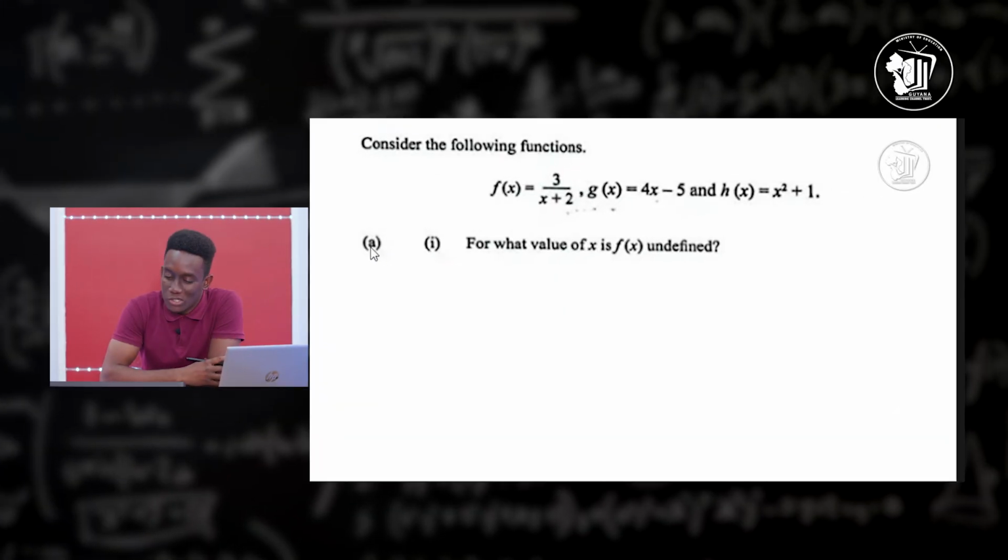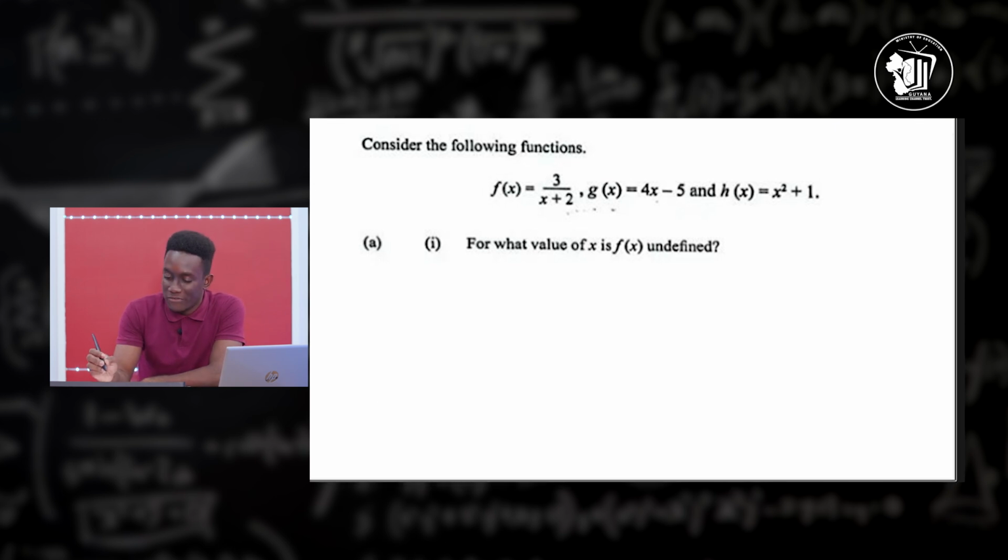The question says, consider the following functions. f of x is equal to 3 over x plus 2, g of x is equal to 4x minus 5, and h of x is equal to x squared plus 1. And they're asking us, for what value is f of x undefined?